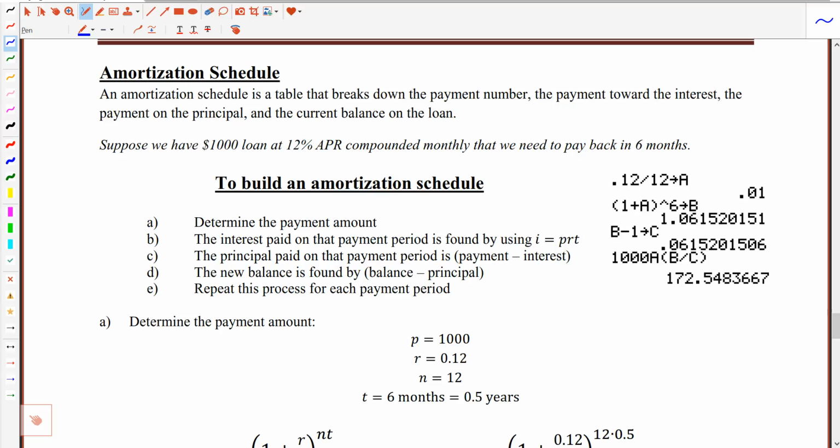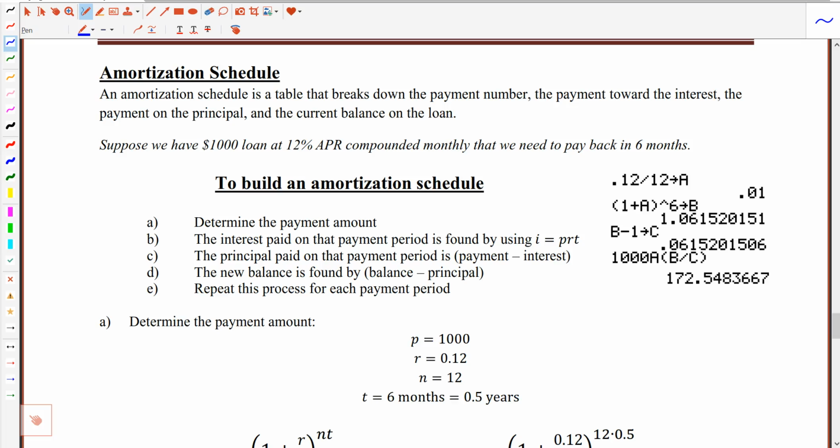A final topic in this finance module that I want to explore a little bit further is how an amortization schedule is made. Now, we had looked at this a little bit earlier. I showed you a website with a schedule, but I want to talk about how it's actually made. Now, an amortization schedule, as a reminder, is going to be a table that breaks down the payment number, how much of that payment goes toward paying off interest, how much of that payment goes toward paying off the principal, and what the current balance is on the loan.